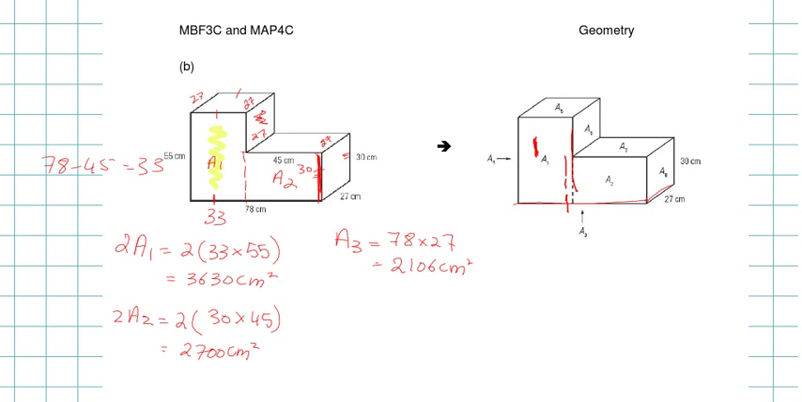This one is not complete. The right side is not complete, and this side, the A6, is not complete. Okay? So in this case, I only have one A4, and that is 55 by 27.